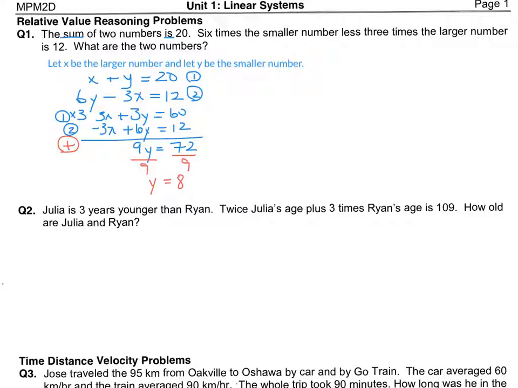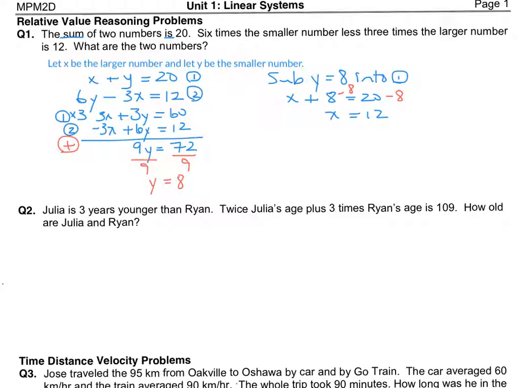And now that I have what y is equal to, I'm going to sub y equals 8 into either equation 1 or 2. I'm going to go into 1 because my x's and y's coefficients are 1, so it's a little easier. So I have x plus 8 equals 20. To get x by itself, plus 8 is keeping it from being by itself. We're going to subtract 8 from both sides. We get x is equal to 12. So that means my two numbers are 8 and 12.